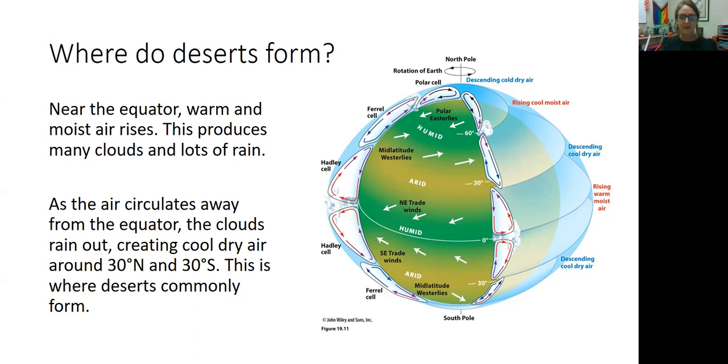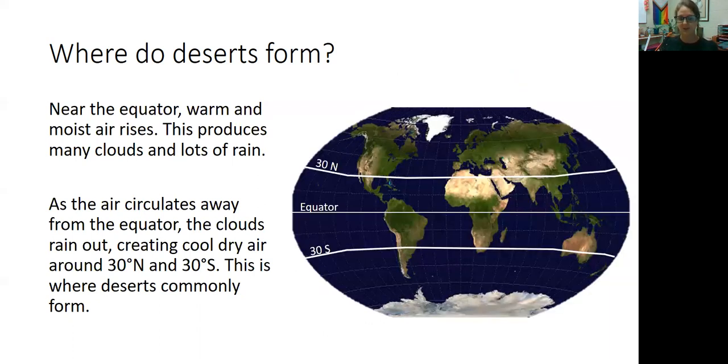This means that after the clouds rain out, there's cool, dry air that ends up at the latitudes 30 degrees north and 30 degrees south. And this is where deserts commonly form, right? When that hot, moist air rises above the equator, rains out, that cool, dry air is left to move north and south. That cool, dry air creates deserts at 30 north and 30 south degrees latitude.